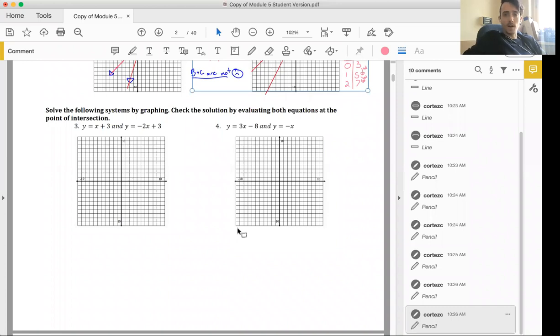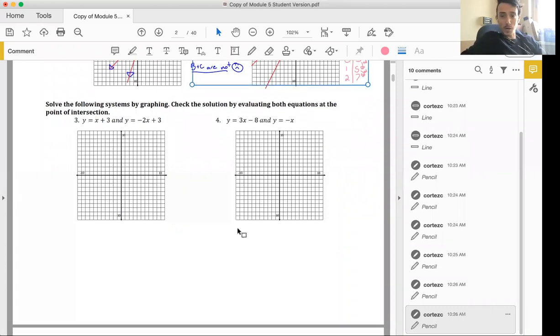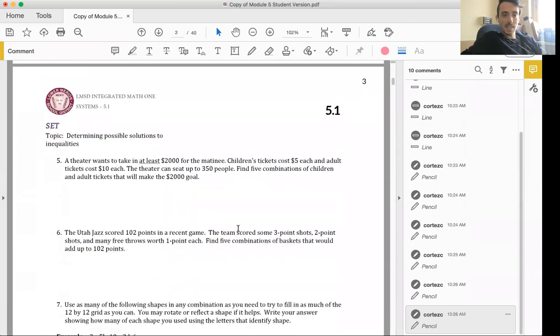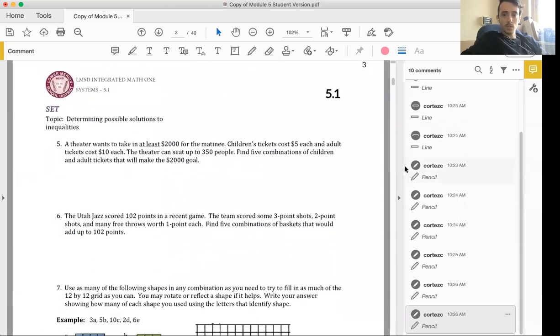3 and 4 are similar. You're just graphing those out. So there's no points that you need to plug in there to see if they're solutions or not. That's an important thing to notice.